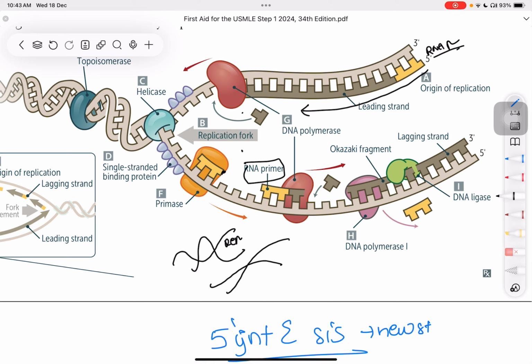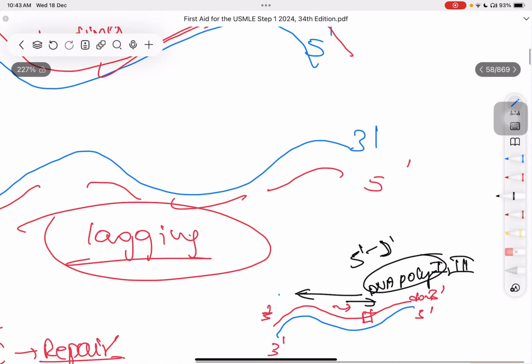So to remove this primer, we have DNA polymerase 1. This is the one which comes over here and removes this primer and forms this segment. Once this segment is formed, DNA ligase attaches both segments. Okay, so this is the process. I'll explain here again.